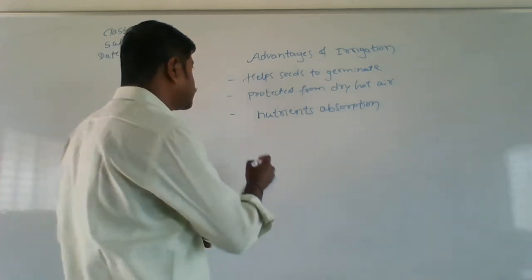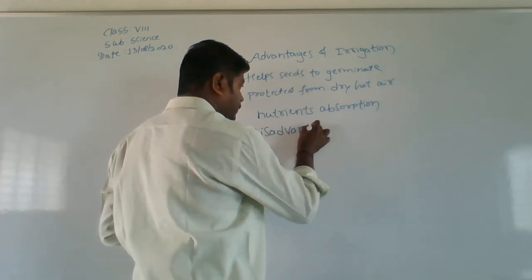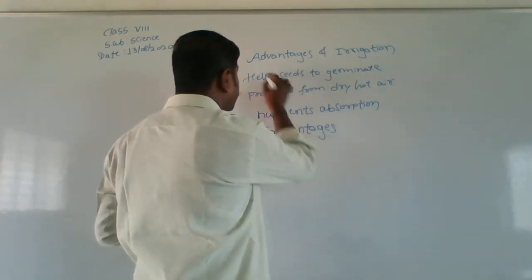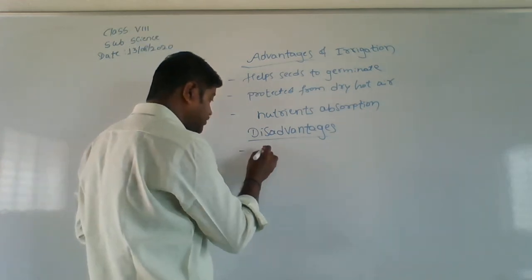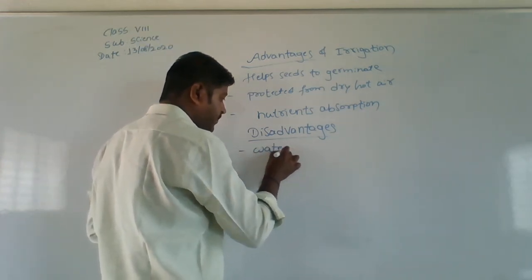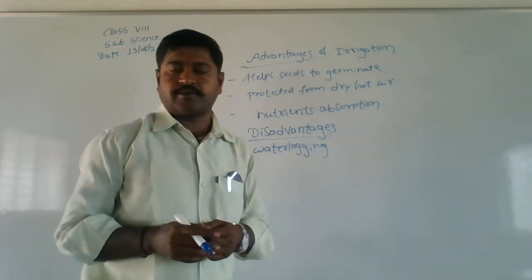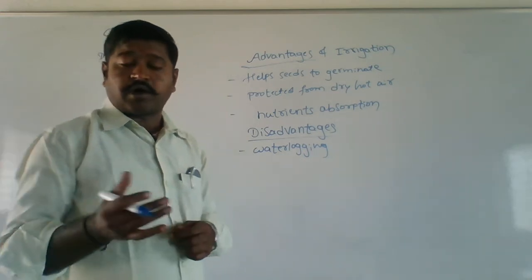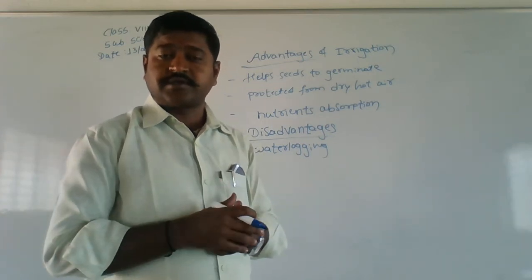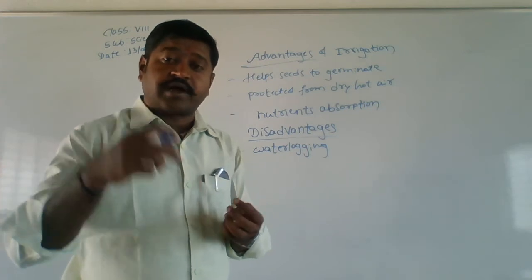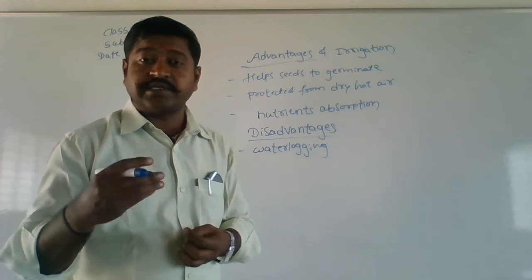Then what are the disadvantages? What are the disadvantages of irrigation? The first thing is waterlogging. You must be aware of the word waterlogging. Waterlogging means too much water being collected at one point. In that case, the plants are not going to get oxygen, and that is why they are going to decay.